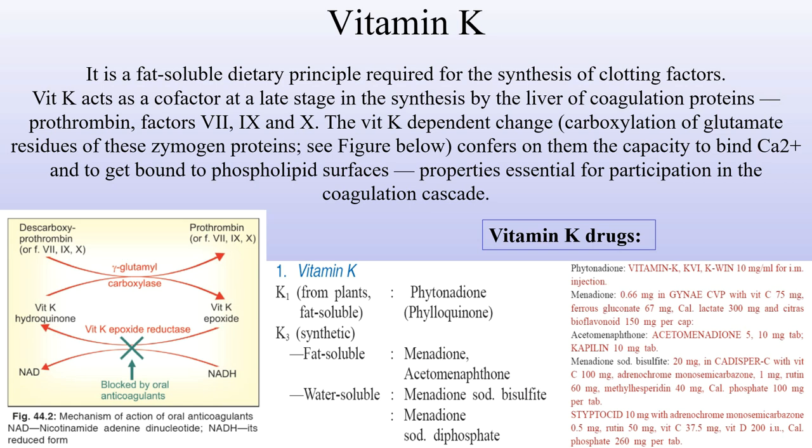Once again, here you can see the picture of mechanism of action of oral anticoagulants, and here you can see the drugs which are vitamin K drugs. Vitamin K drugs, K1 from plants, fat-soluble, phytonadione, and K3 synthetic, which are subdivided into fat-soluble, menadione and acetomenaphthone, and water-soluble, menadione sodium bisulfite, menadione sodium diphosphate. And here on the right side, you can see in which commercial name drugs these substances are included.